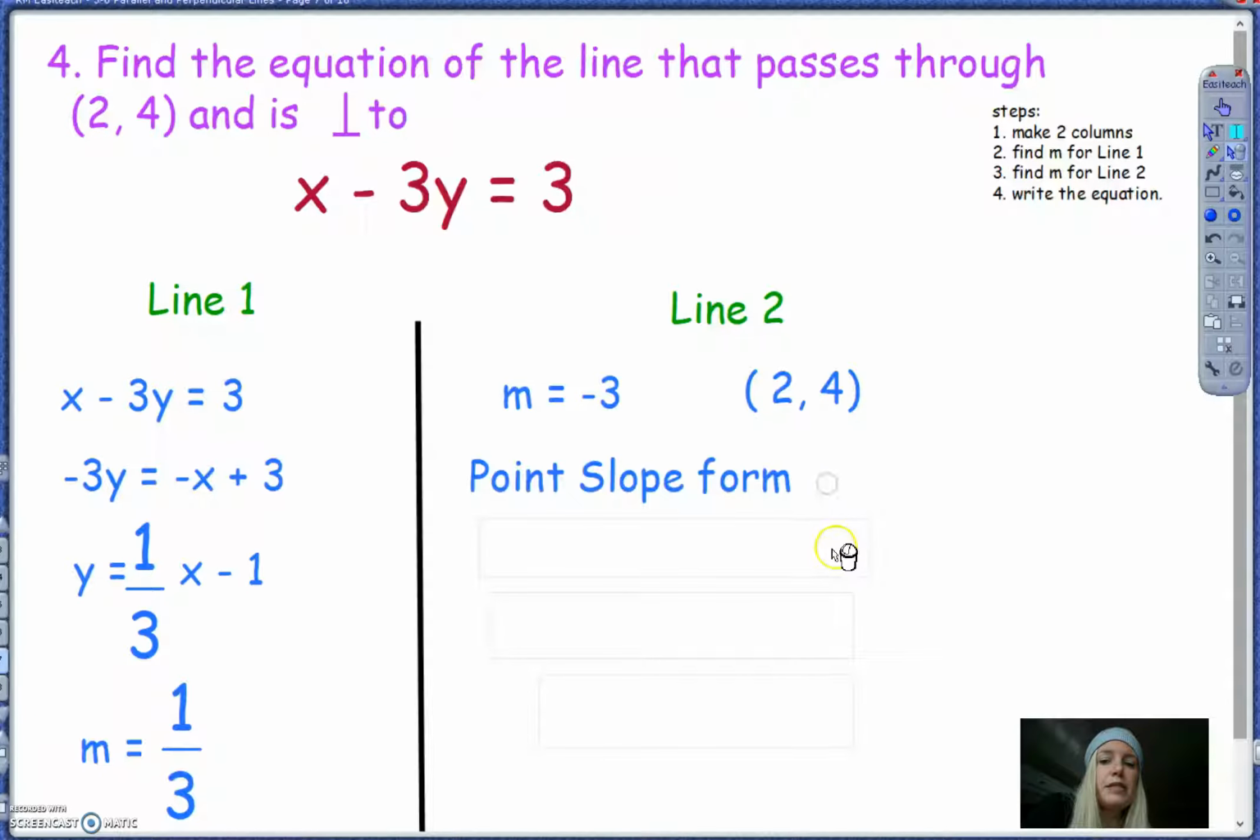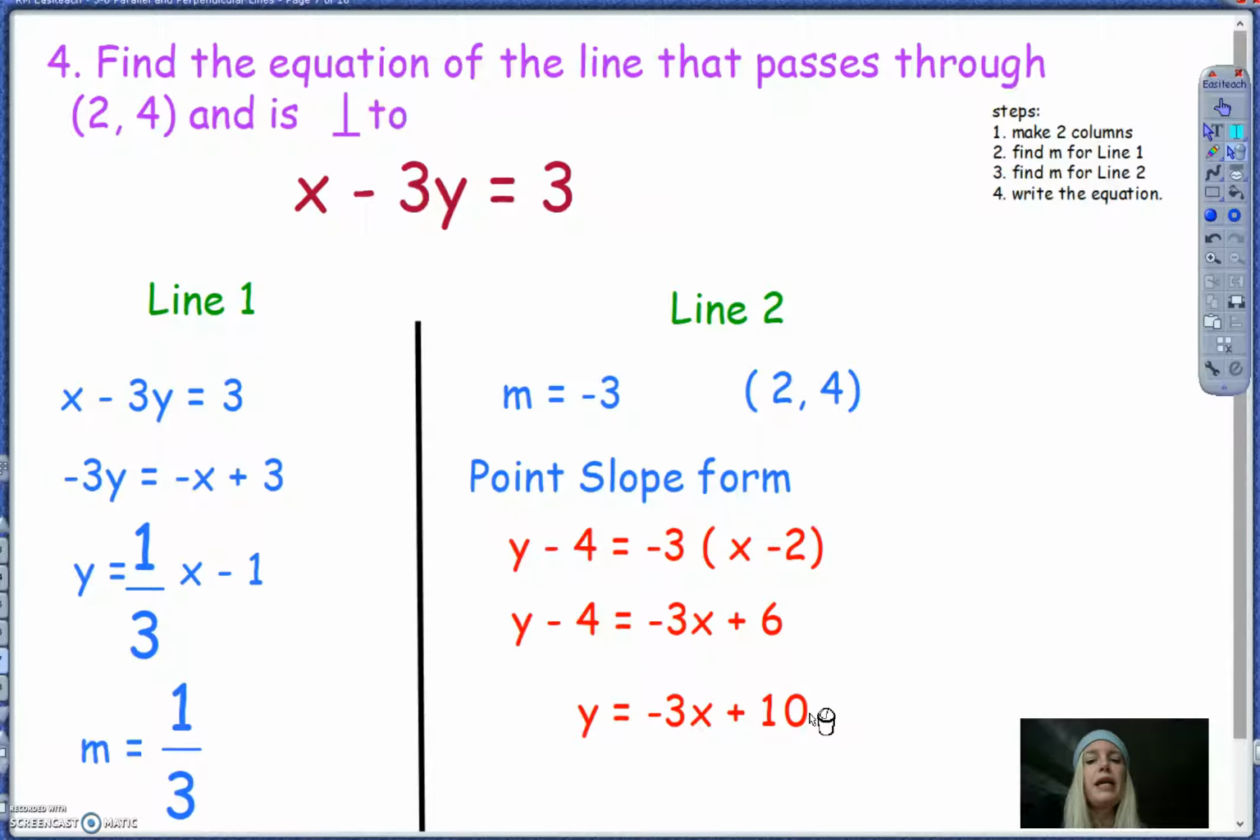We plug it into point-slope. We get that. We simplify. And we get y equals -3x plus 10. Okay.